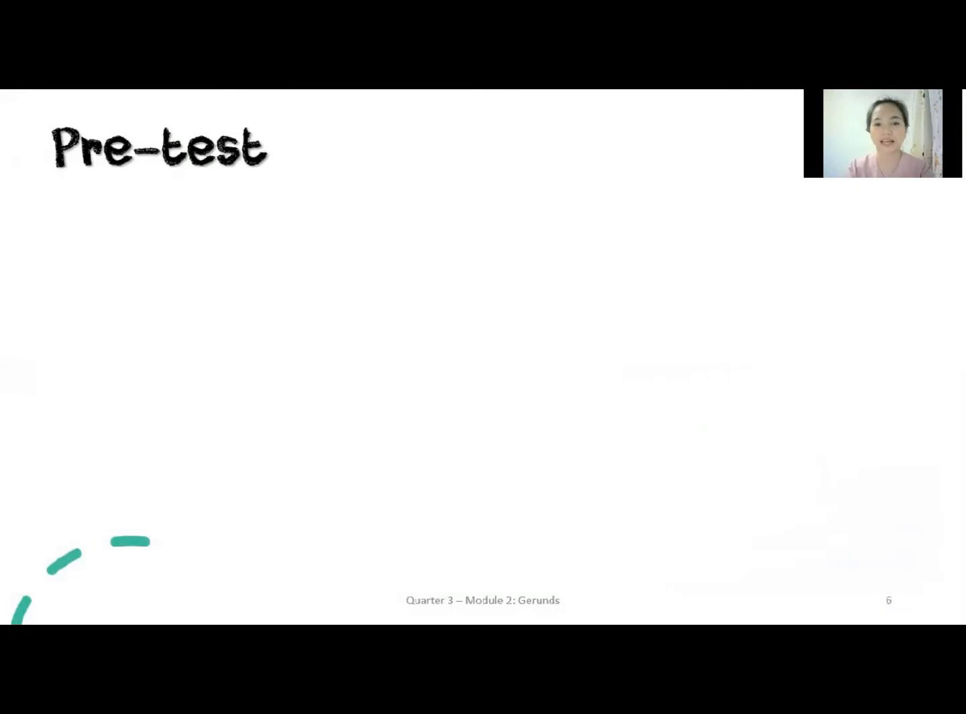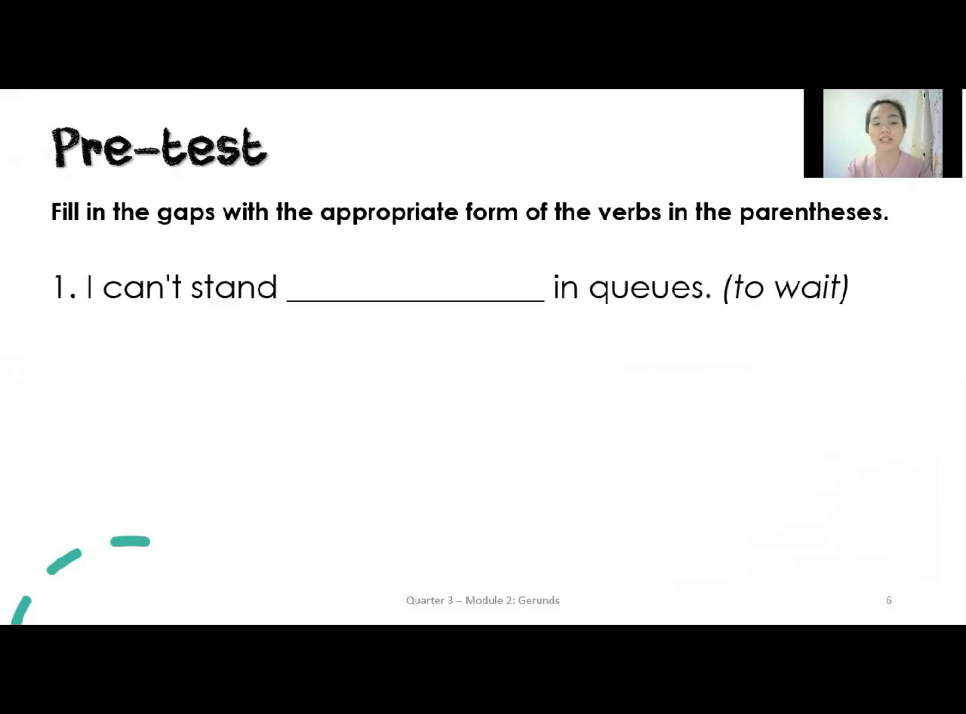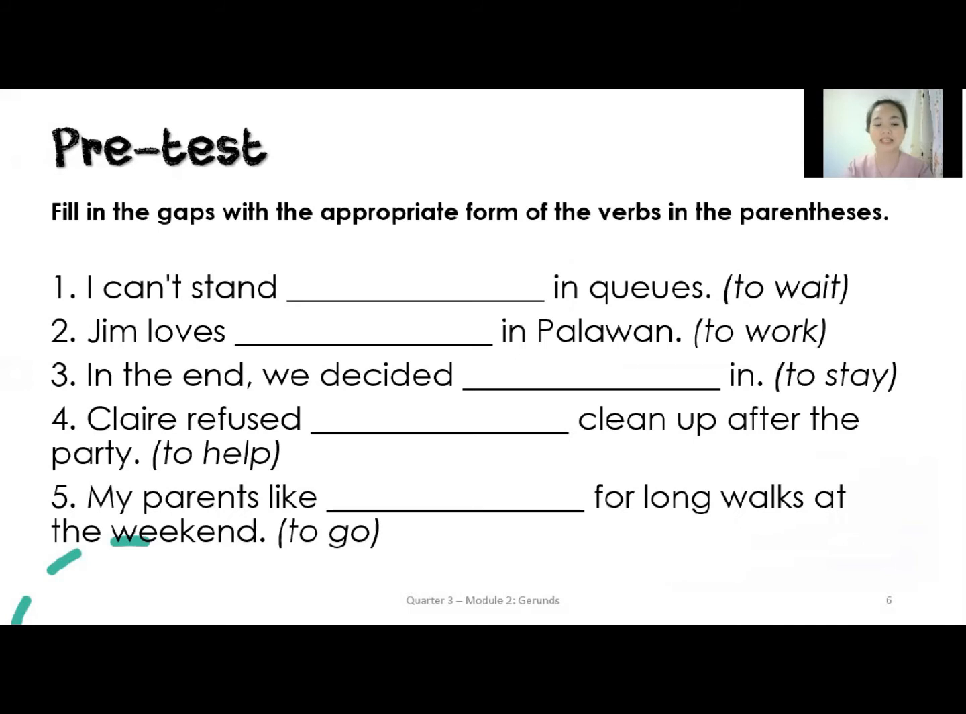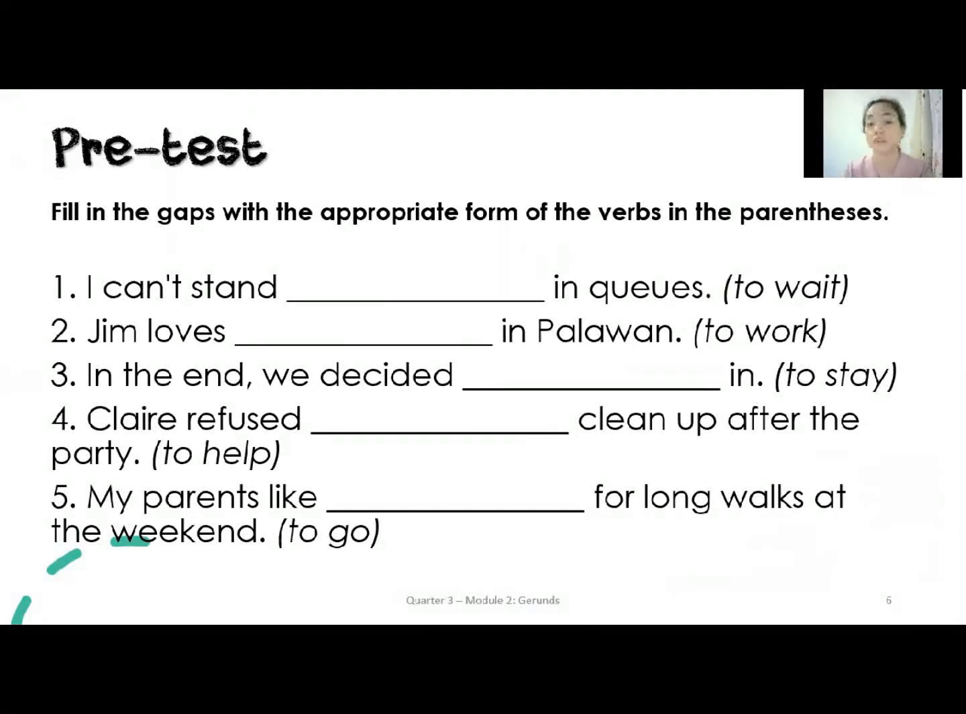Let's have a pretest to identify if you already have prior knowledge about the lesson that we're going to talk about today. What we're going to do in this activity is fill in the gaps with the appropriate form of the verbs in the parentheses. So we have here 5 sentences. Inside the parentheses, we have verbs, and you're just going to fill in the blanks with the appropriate form of that verb. So let's start with the first sentence.